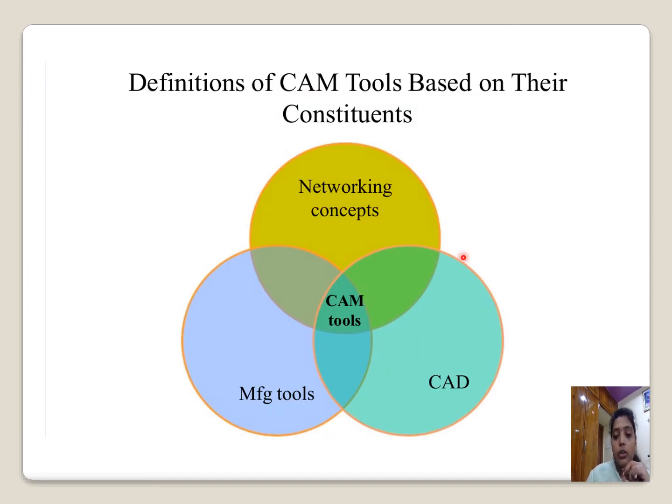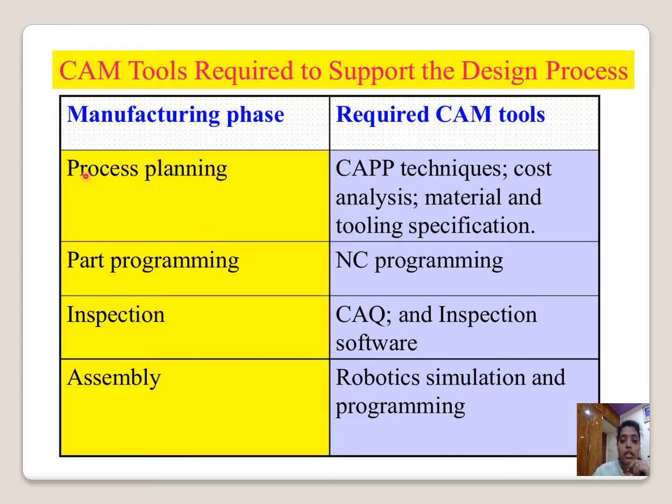Okay, what I told you can be shown in a pie chart. CAM tools is the combination of networking concepts, manufacturing tools, and the CAD software. Now let us see the CAM tools required to support the design process. This is the manufacturing phase. In every phase, let us see what is happening and which CAM tools are required.